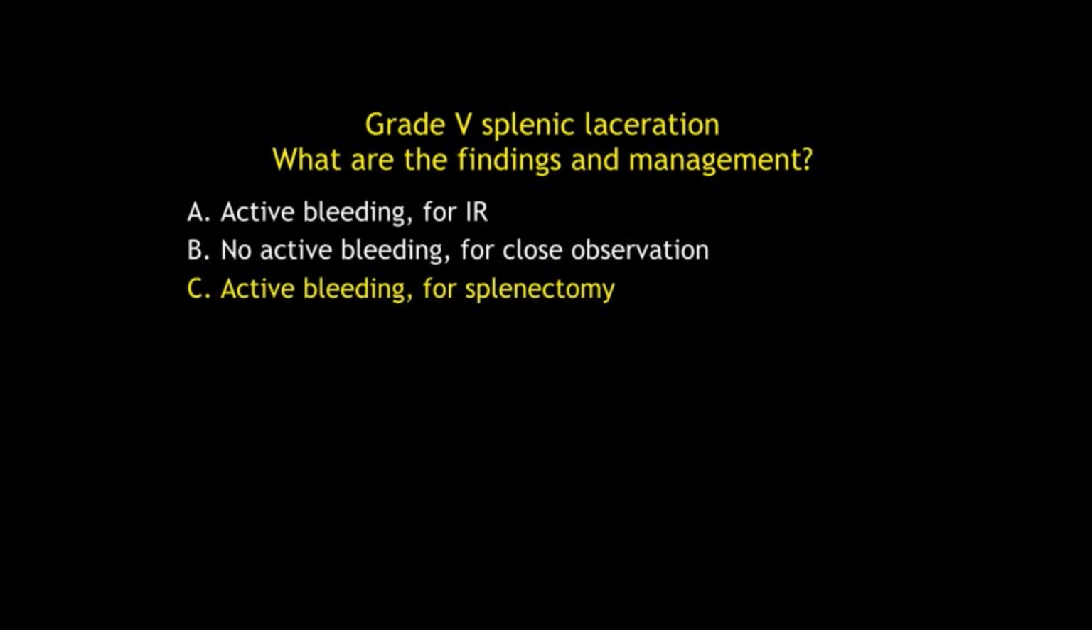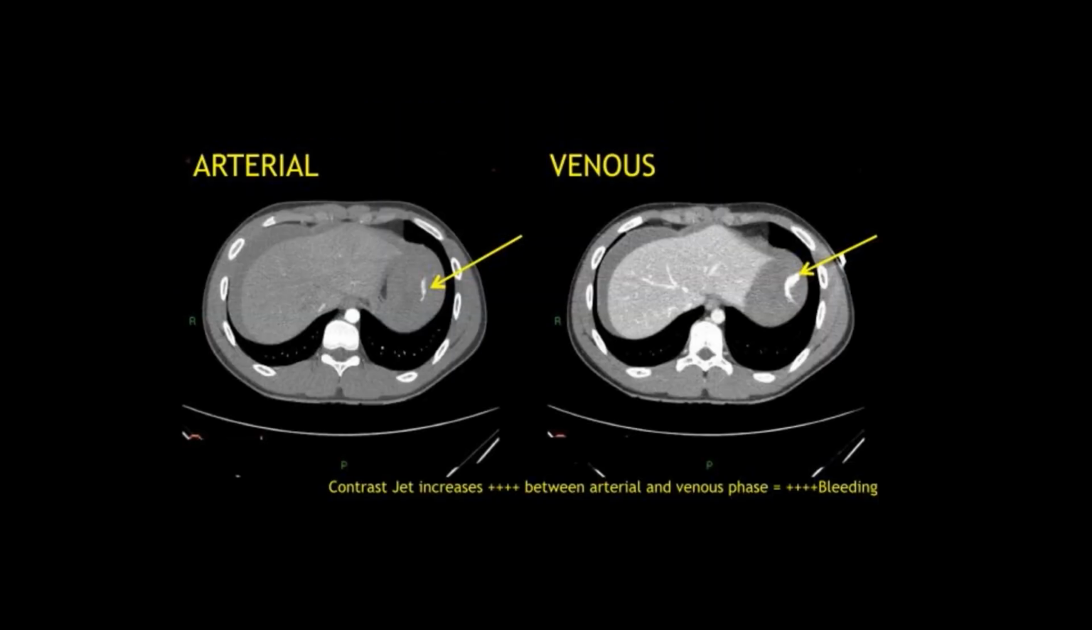So do you want to vote now, please? And would you like to look again, or are you okay? No. Okay, you can vote now. Let's see. Oh, everyone chose C. Fantastic. Okay, good. So the correct answer is active bleeding for splenectomy.